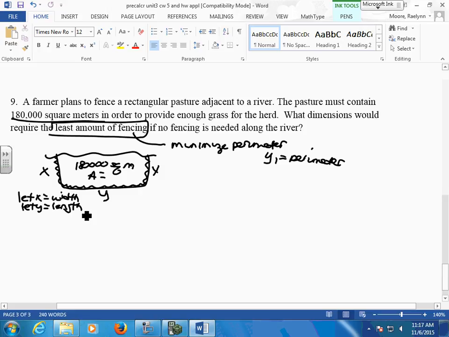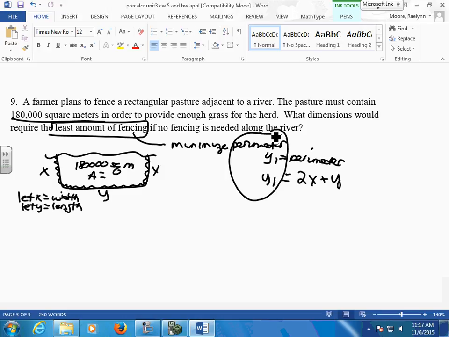Okay, good so far? How do I write my perimeter formula? 2x plus y, good. This is going to go into my y1. This is going to be my perimeter in here. Well, I got a problem. I can't work with that y in there.